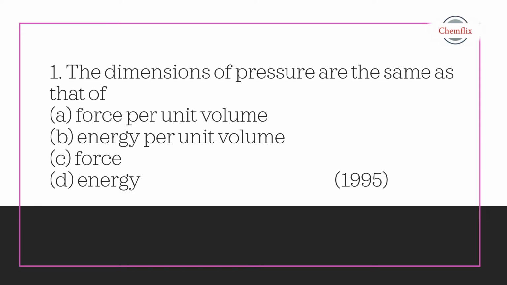The dimension of pressure is the same as that of which option: force per unit volume, energy per unit volume, force, or energy? So how to solve this question? You know the first chapter is units and dimensions, and the question is from that. So first of all you have to know what pressure is. Pressure is equal to force per unit area.